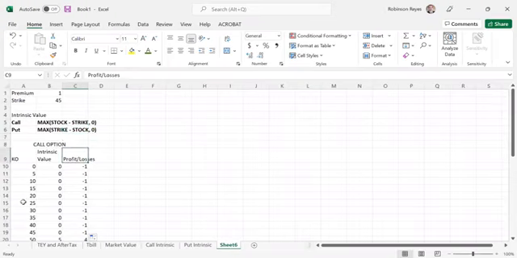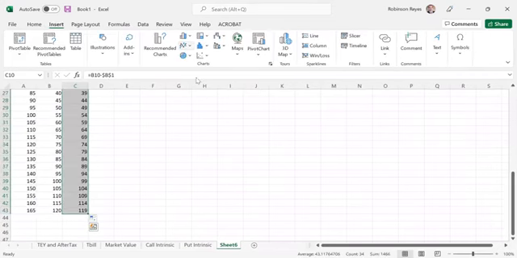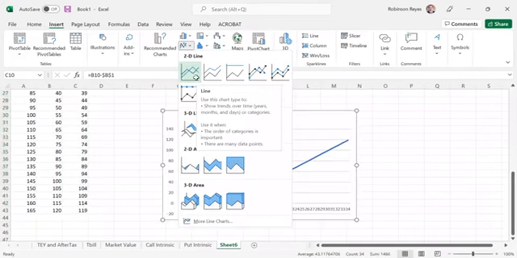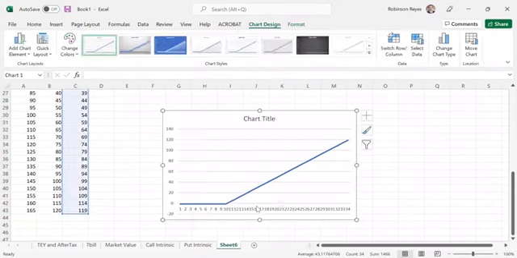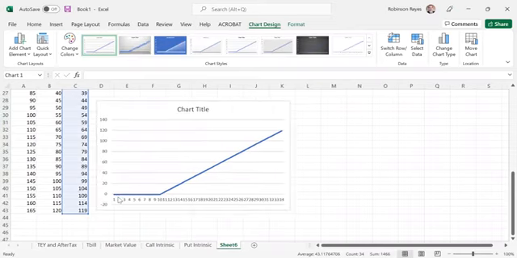So now we can plot this, and that's an interesting thing we can do. We can plot this like this. We just have this line, and that's how the profit diagram of a call option contract looks like. And it looks like this.